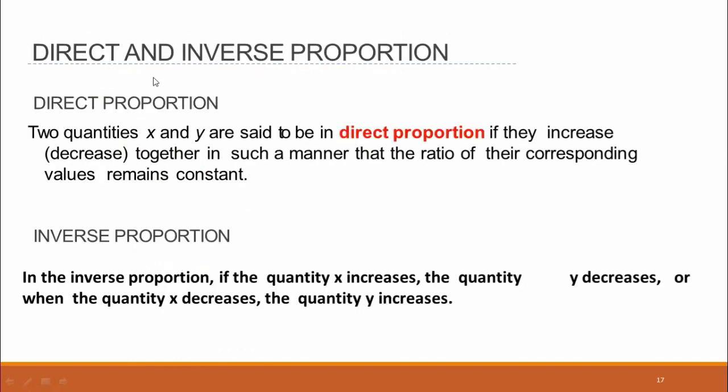Now direct and indirect proportion. Direct proportion: two quantities x and y are said to be in direct proportion if they increase or decrease together in such a manner that the ratio of the corresponding values remains constant. And inverse proportion: in the inverse proportion, if the quantity x increases, then the quantity y decreases, or when the quantity x decreases, then the quantity y will increase.